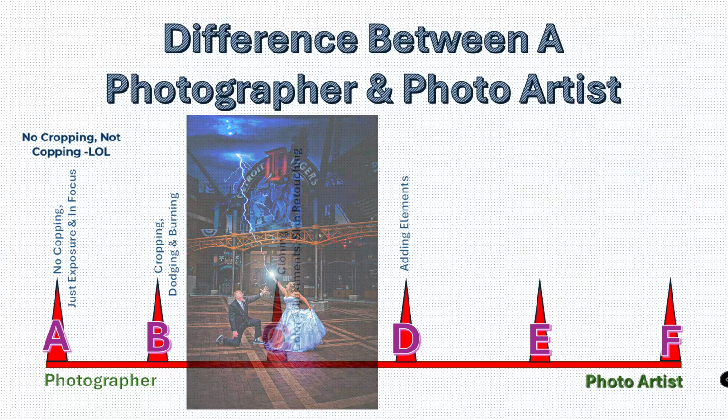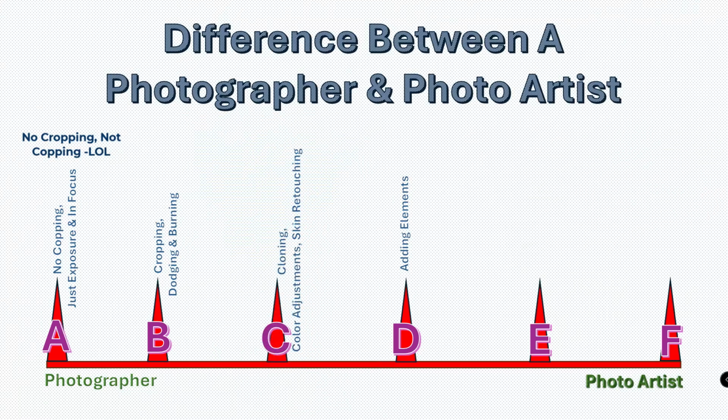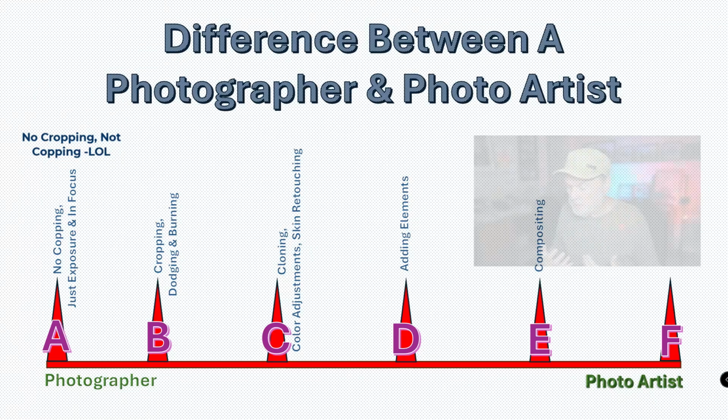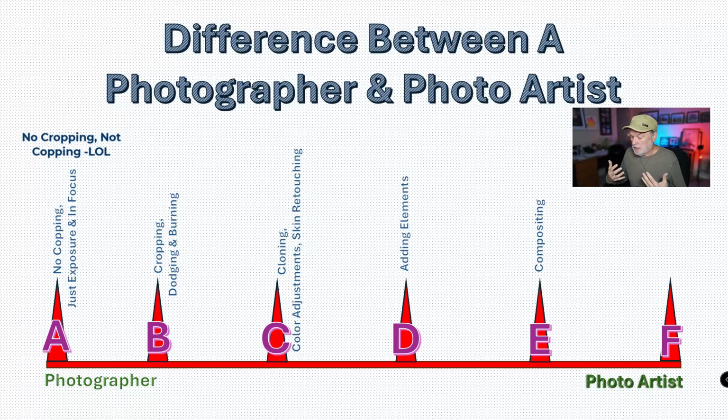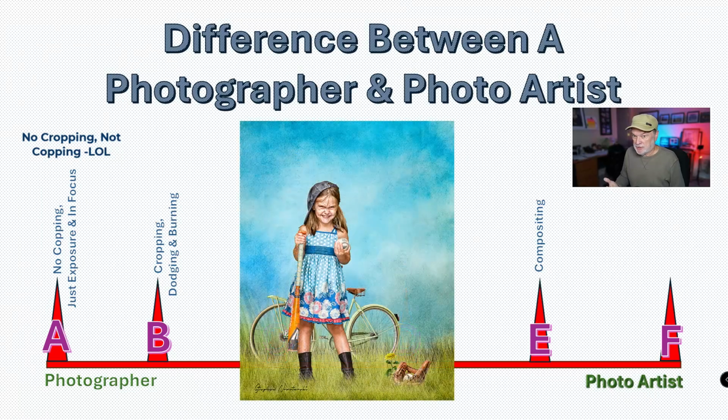Now, if we move further to Group E, let's take a look at that group, and that's what I do a lot of, and that is compositing. And so here's an example of what I do with kids, let's say between the ages of 5 and 12.